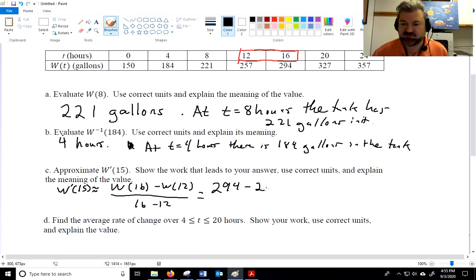W of 12 is 257, all over 16 minus 12. And now I need the units. The units on this is rate of change. W of 16, W of something is gallons. 16 minus 12 is time. So we have gallons on top, hours on bottom. That's exactly what we're going to do.